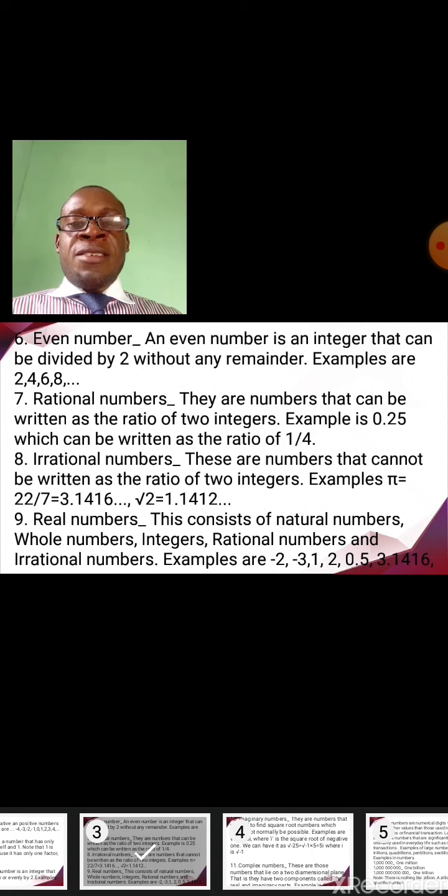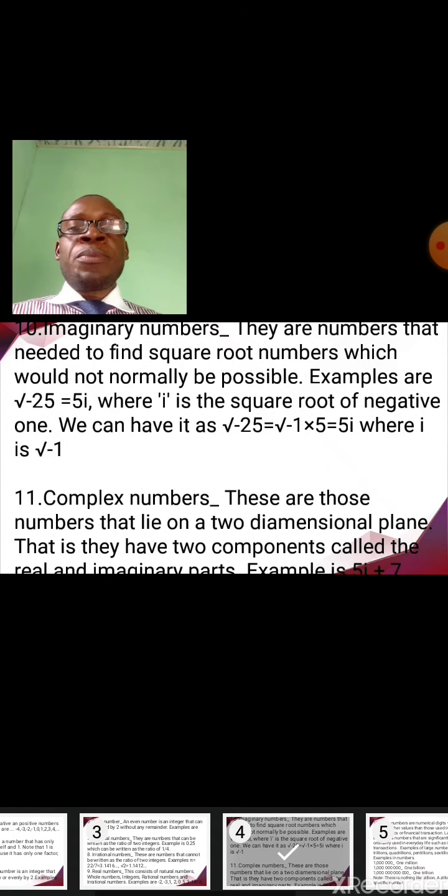The next is real numbers. Real numbers consist of natural numbers, whole numbers, integers, rational numbers, and irrational numbers. What it means is that all the numbers we have listed above are generally called real numbers. Real numbers are the opposite of imaginary numbers. All the numbers you can write as a number are called real numbers. Examples are -2, -3, 1, 2, 0.5, 3.1416, and so on.